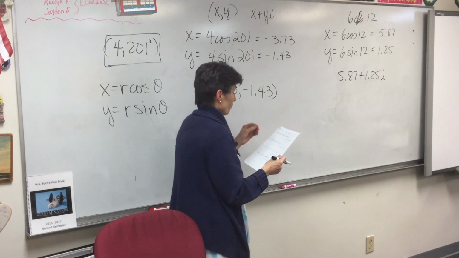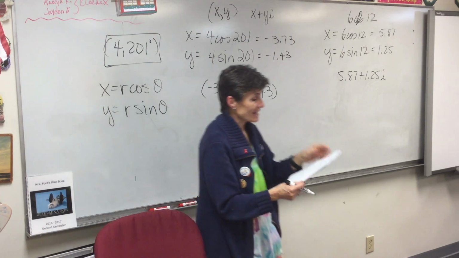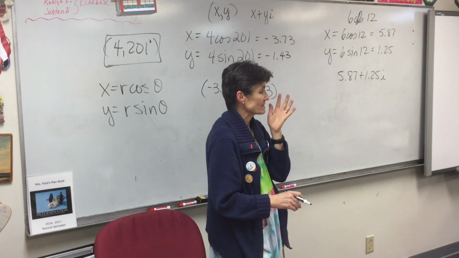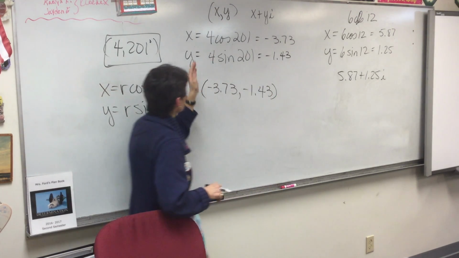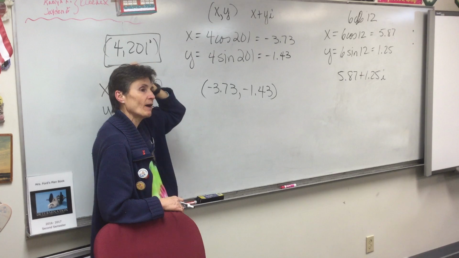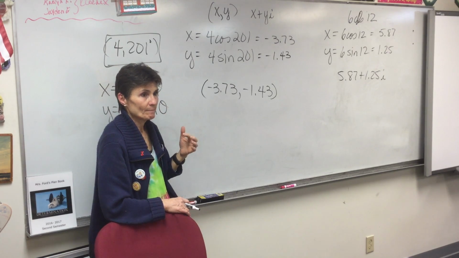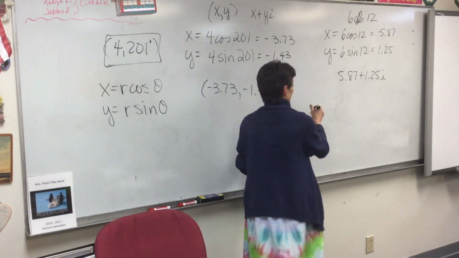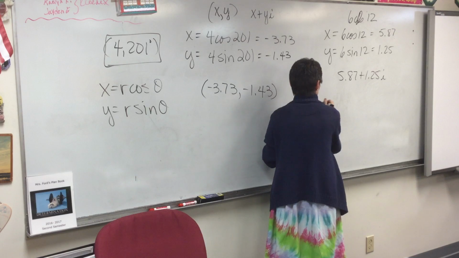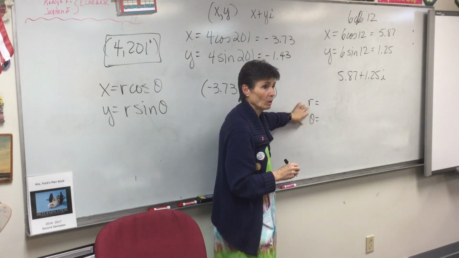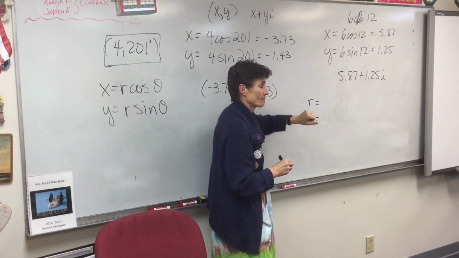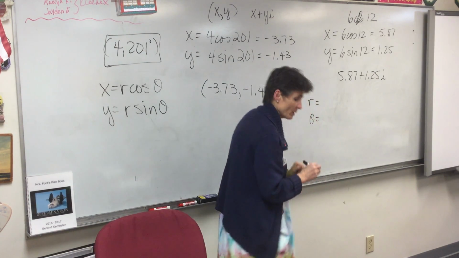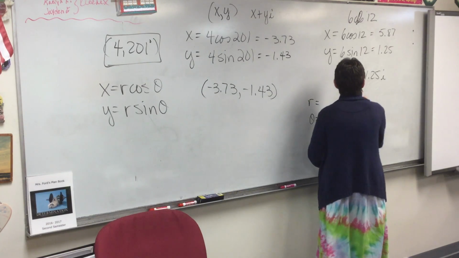Okay, now 2 and 3. Notice they say convert to polar. Wait a second. When it was convert to rectangular, that meant I needed to find X and Y. If it says convert to polar, I need to find R and theta, right? This is polar, R and theta. Okay. The number, or the point I'm starting with is -5, 2.